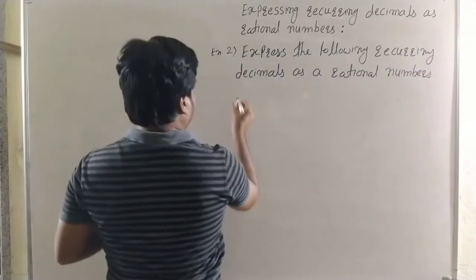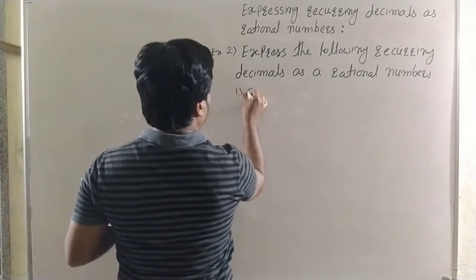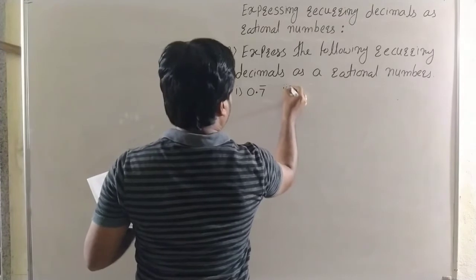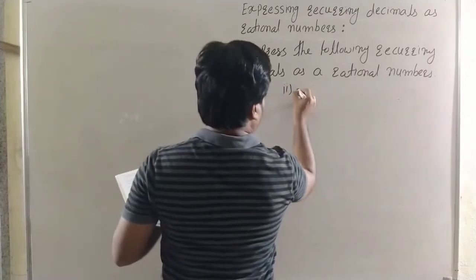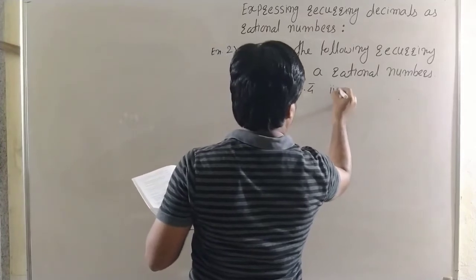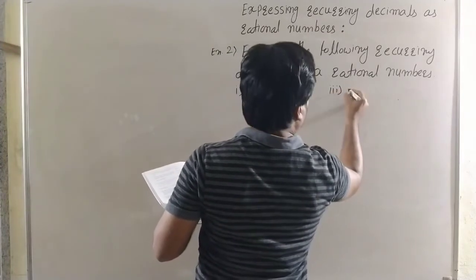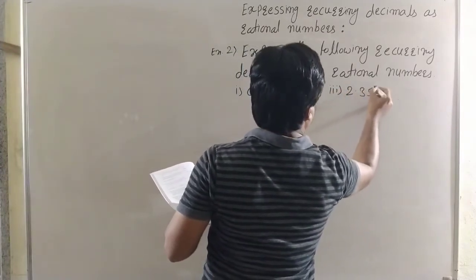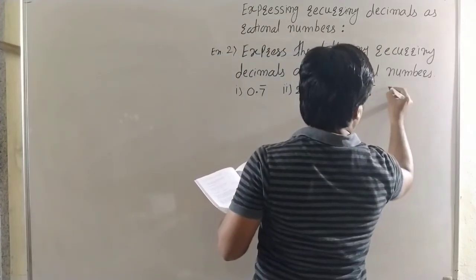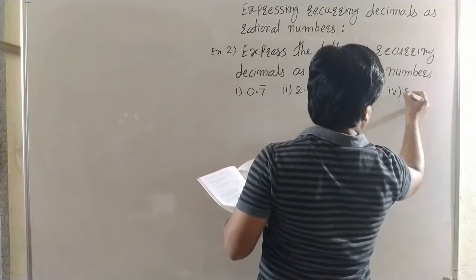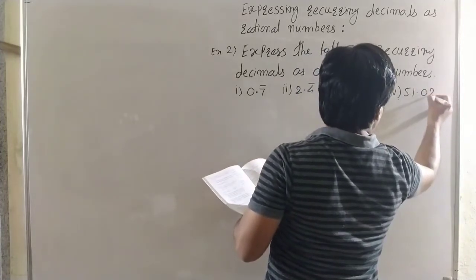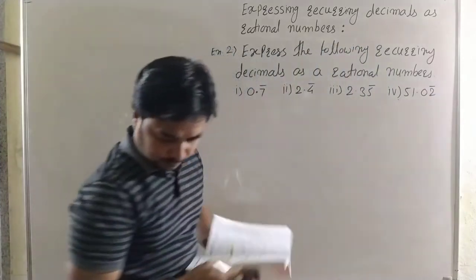Okay. Here the first example is 0.7 bar. The second example is 2.4 bar. Third example, 2.35 bar. And the fourth example is 51.02 bar.